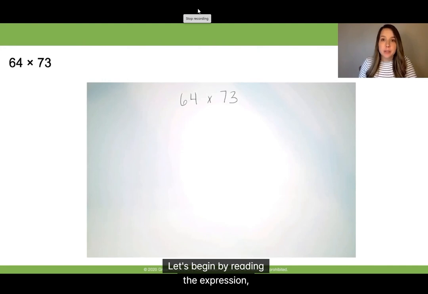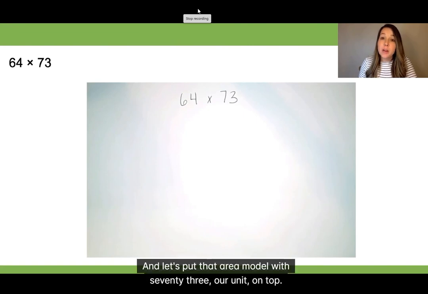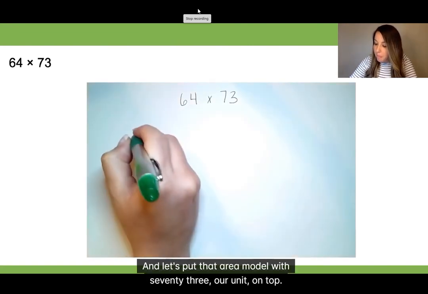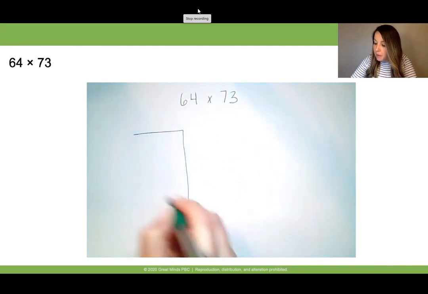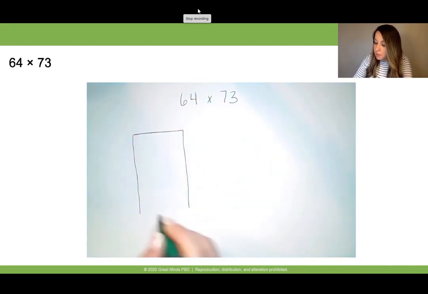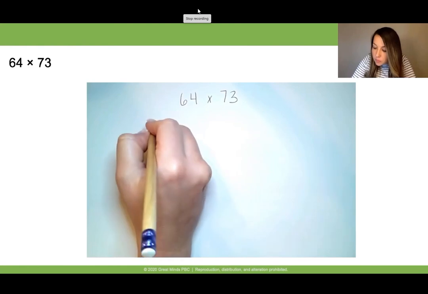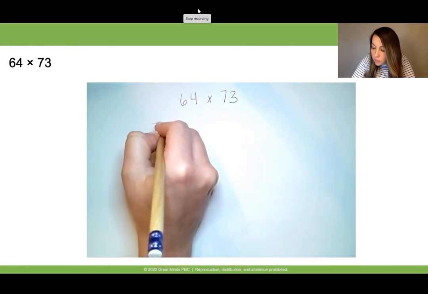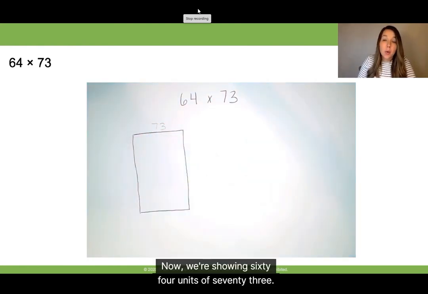Let's begin by reading the expression, 64 times 73. Let's make 73 our unit, so we'll show 64 73s. And let's put that in our area model with 73, our unit, on top. Now, we're showing 64 units of 73.